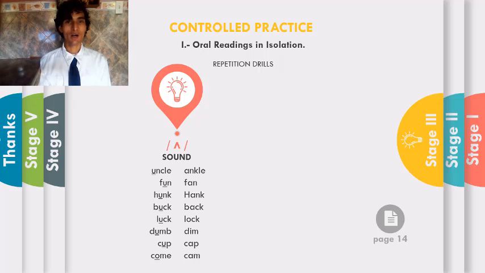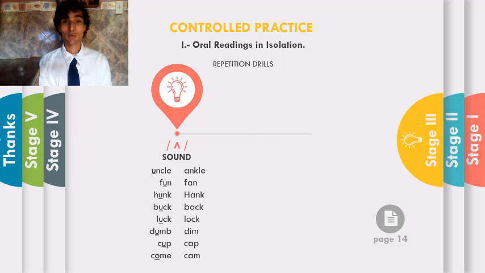Fun, fan. Hunk, hank. Buck, bank. Lock, log. Dumb, dim. Cop, cat. You can find a lot more words to practice in your handout.